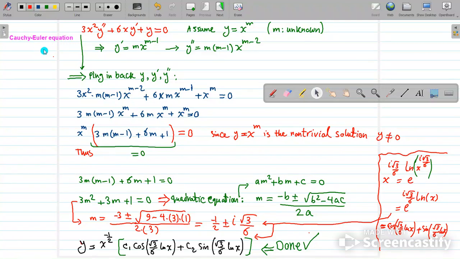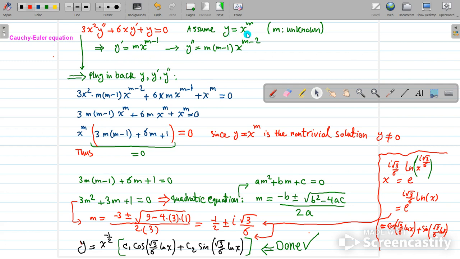Hello everyone. Today I'm going to solve the differential equation that is called Cauchy-Euler equation. The way that we can solve these types of Cauchy-Euler equations is by assuming y equals x to the m, and m is an unknown variable here. But the goal is to find the right and appropriate m based on the differential equation that we have. So in the differential equation, we need to find y prime, y double prime, and then plug all the things together to find the right m.